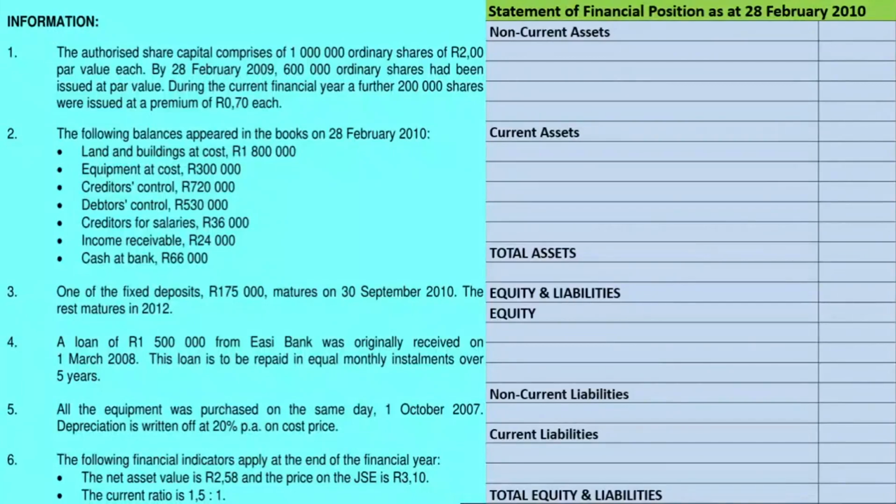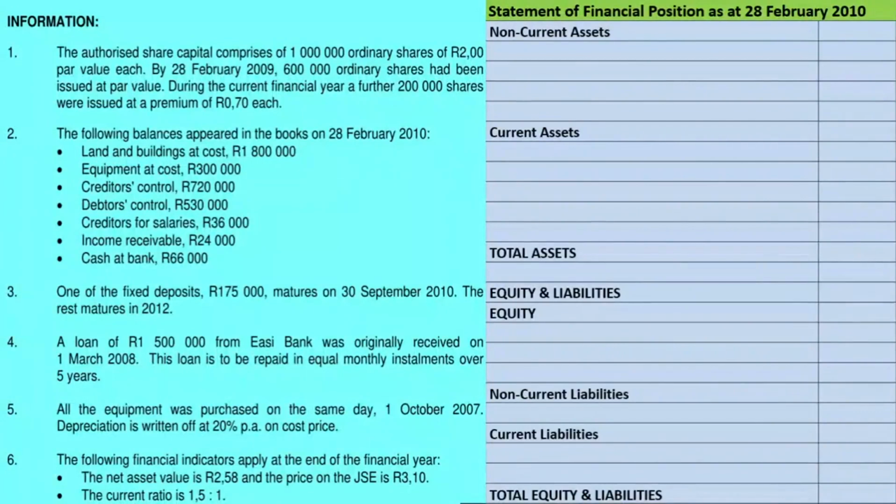We are told that the authorized share capital comprises 1 million ordinary shares at 2 rand par value each. And by 28 February 2009, that is at the end of the previous financial year, 600,000 ordinary shares had been issued at par value. And during the current financial year, a further 200,000 shares were issued at a premium of 70 cents each. So a few things to note here.